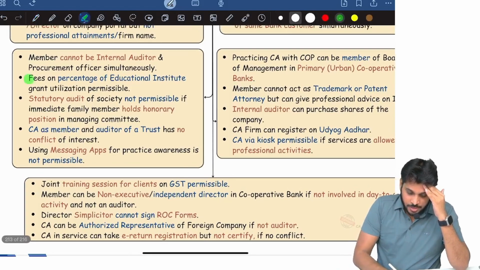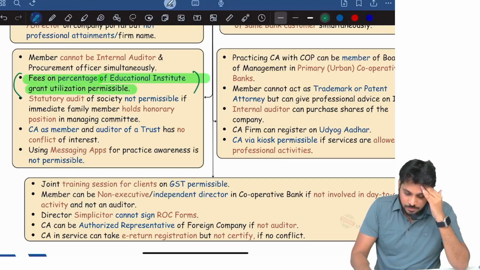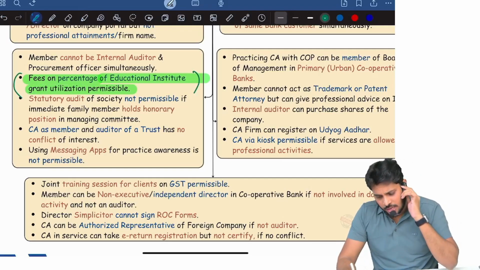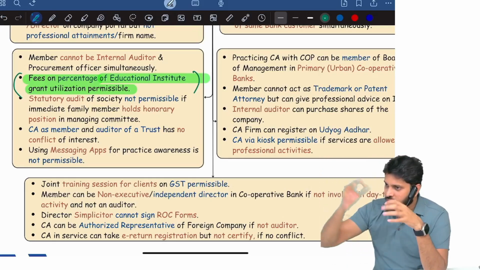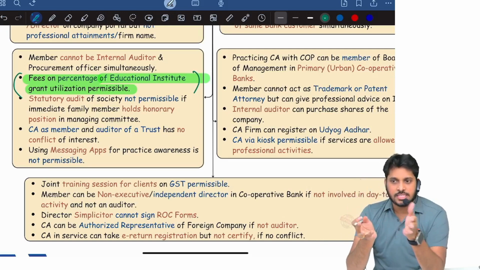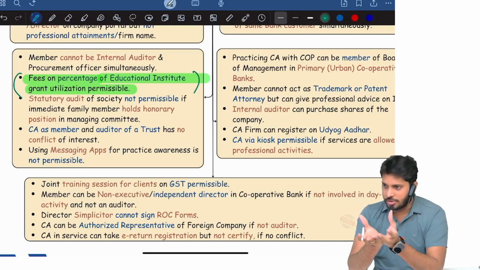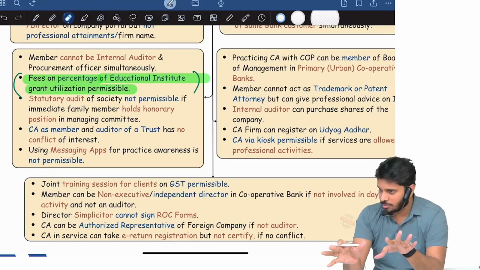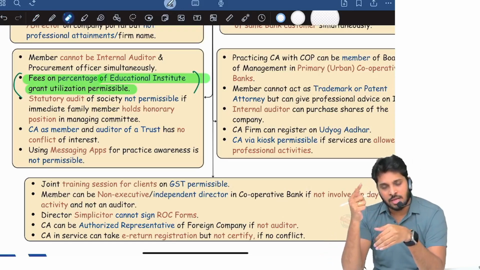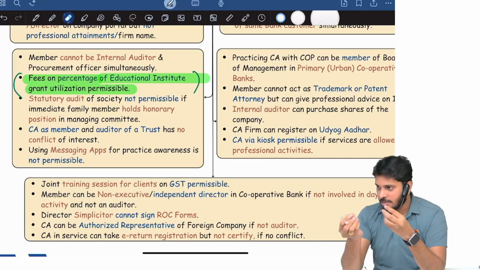Yeah, you see here. Fees on a percentage of education institute grant utilization is permissible. Suppose an education institute got a grant, and the institute has to submit a copy to the government which gave the grant regarding utilization of the grant. Now a CA is appointed for giving a certificate on utilization of grant, and the CA is charging fees as a percentage of grant utilization. Yeah, permitted, no problem at all. Generally, as per clause number 10, you cannot charge fees as a percentage of any activity.